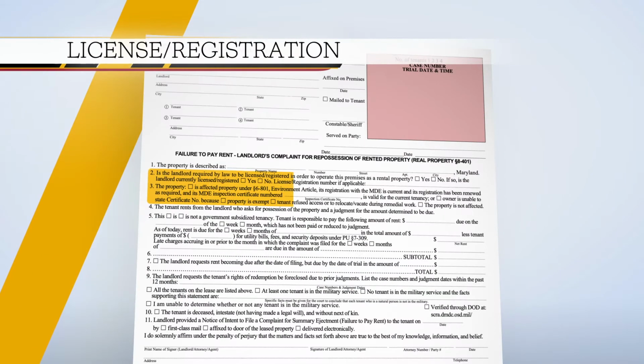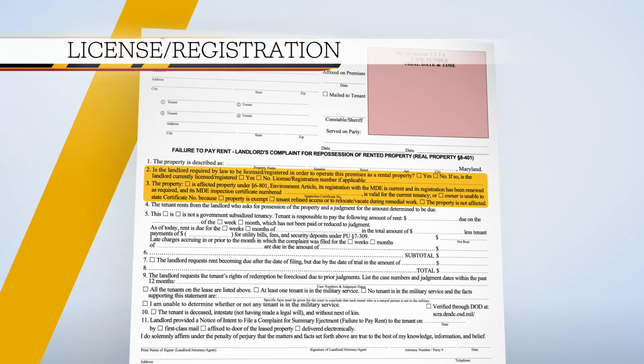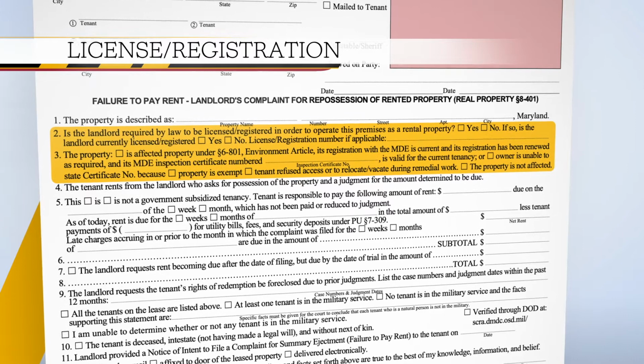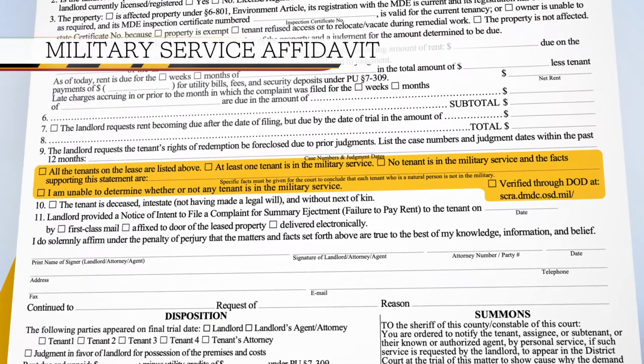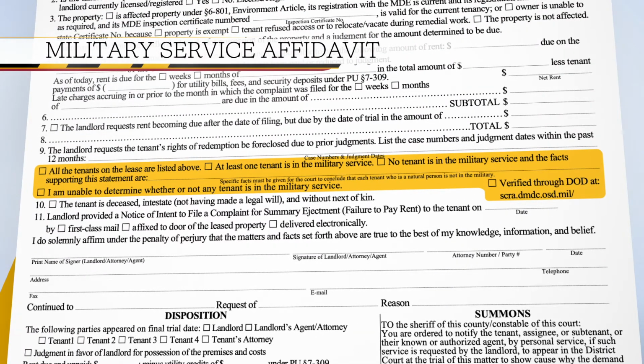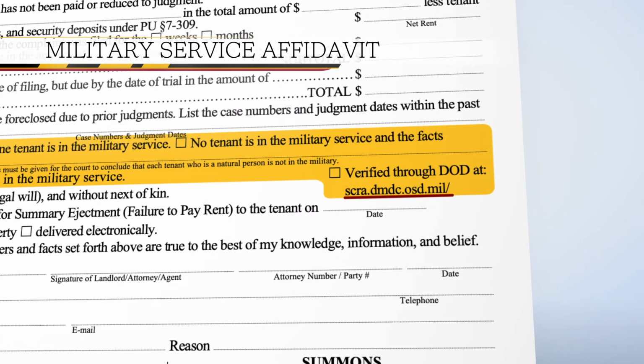Pay close attention to lines 2 and 3. If you do not have a required license or registration, or you fail to complete these lines properly, the court may dismiss your case. Next, there is a military service affidavit between lines 9 and 10. You must state whether any of your tenants are in the military. You may write an explanation or obtain a certificate of non-military status by visiting the hyperlink printed on the form.